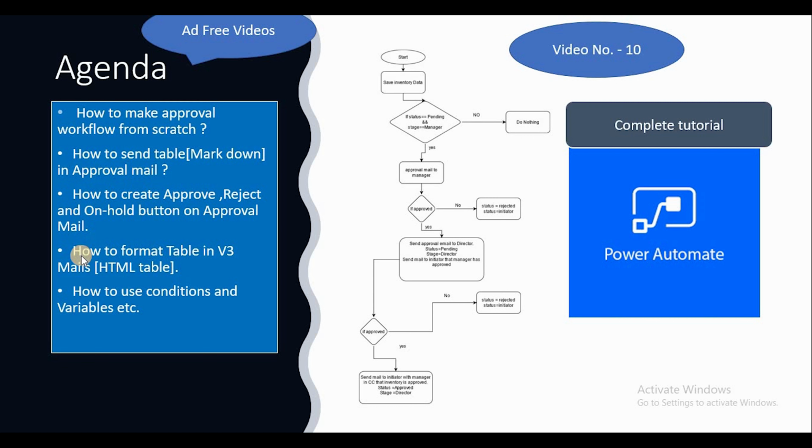And then you will also learn how you can send HTML tables in V3 flash mails through Power Automate. And then you will also learn how you can use conditions and variables and different items which would be required to make this workflow. So I'll explain the workflow first, and then we will go to the lab.